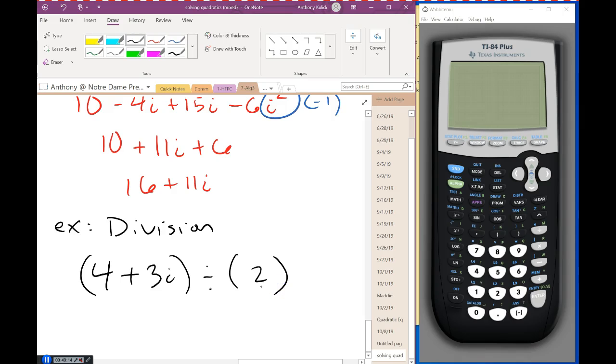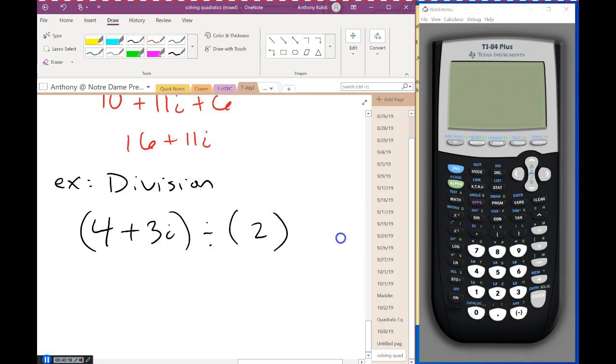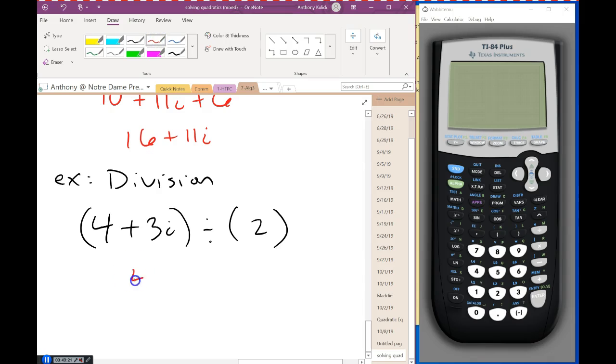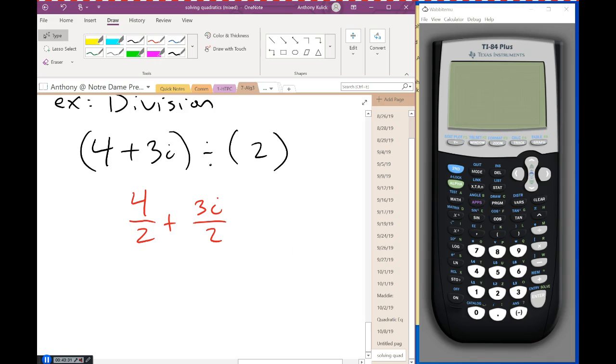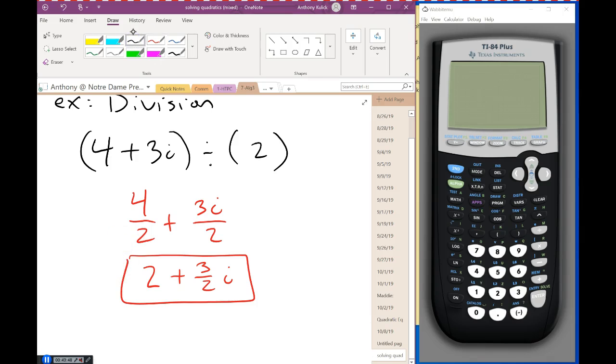So what if I want to divide a complex number by just a regular old real number? Well, I know division is distributive, so I can do that and just divide both pieces by 2. 4 divided by 2 is just 2. And then 3 over 2 is a real number, so I can just write that as 3 over 2 times i. Oh, I thought you said this was going to be bad. That wasn't so bad.